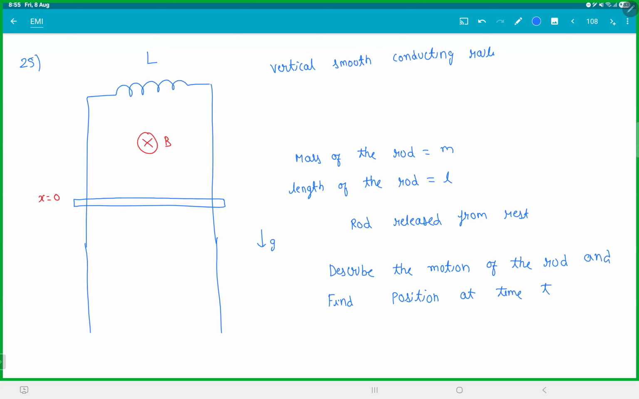Anyone figured out? It's your favorite motion. What is our favorite motion? SHM. This rod starts oscillating in SHM. Didn't I tell you? SHM will keep haunting you till the end.